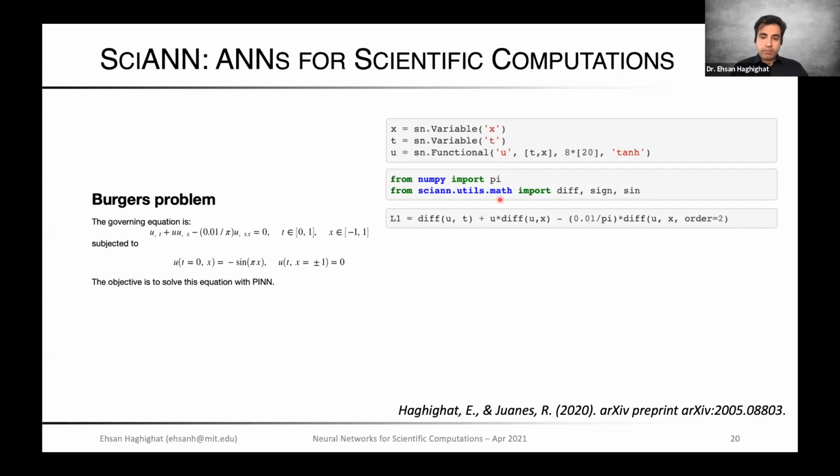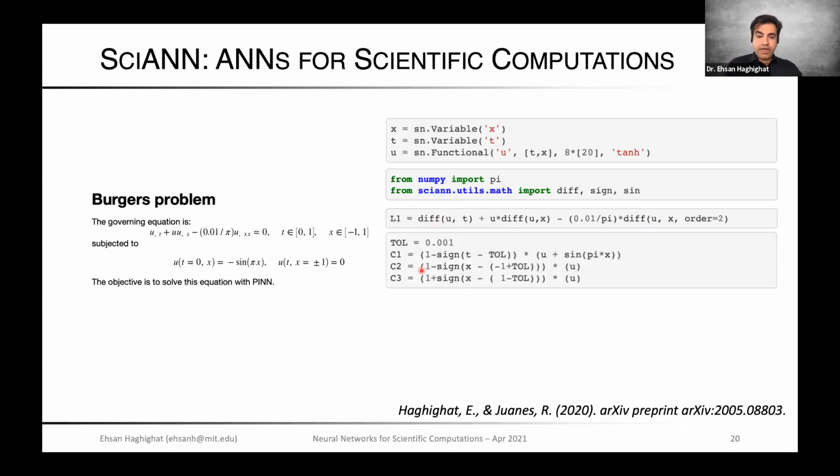Now in the math module in SciANN, we can import, for example, diff, sign, and so on. The first objective function we have is this differential equation. We would like to find the parameters of this network, this Functional, such that it satisfies this partial differential equation. So the first loss function is diff of u with respect to t, and so on, just typing this loss function as it is. All of the graph-based operations are handled within this diff interface.